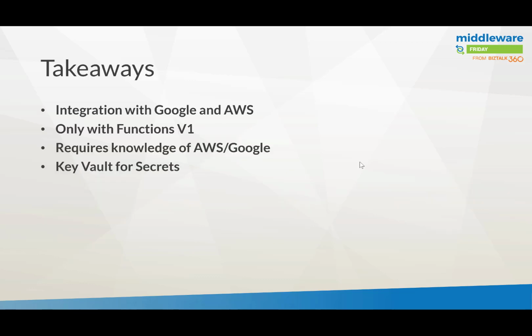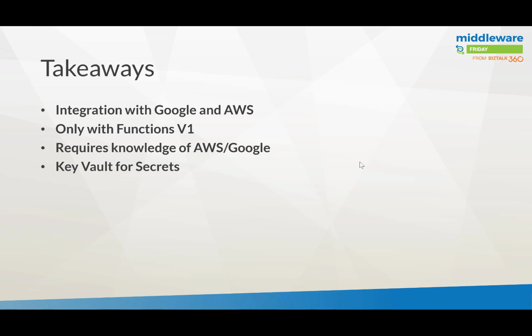The takeaway is that you can integrate with Google and AWS using functions. So far I found that it works pretty well with version 1 functions, so full .NET, while with .NET Core I struggled a bit, and hosting locally was not the same as hosting in Azure. So it doesn't work as seamlessly as with version 1 functions.